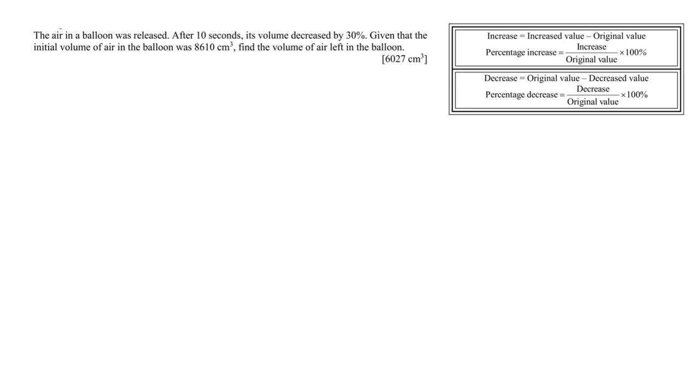We are given that the volume of the air decreased by 30% after 10 seconds. And the initial volume, which is the original volume of the balloon, is 8,610 cm³. Find the volume of air that is left.